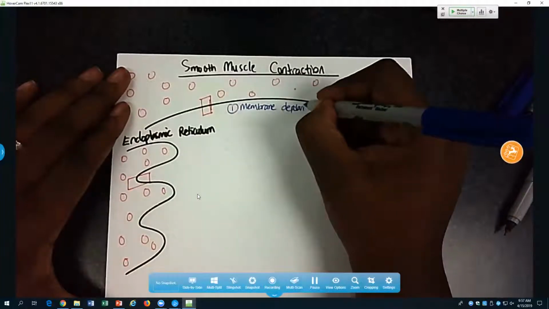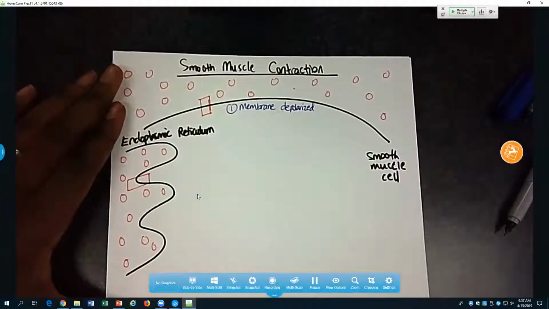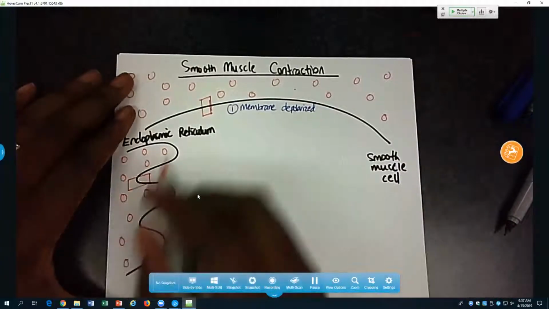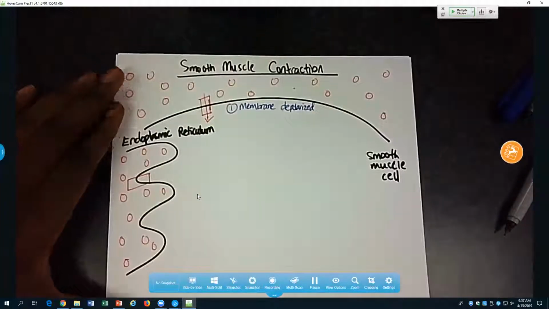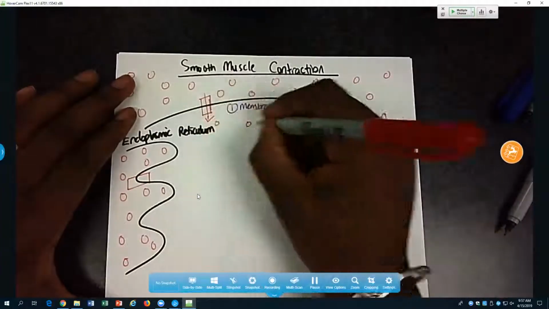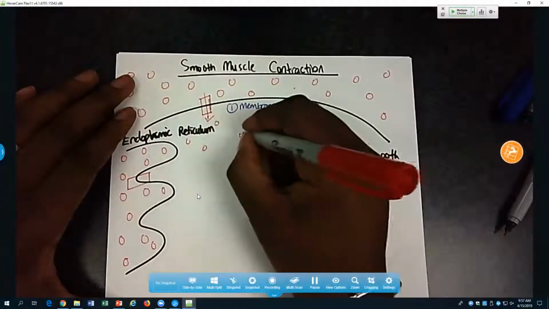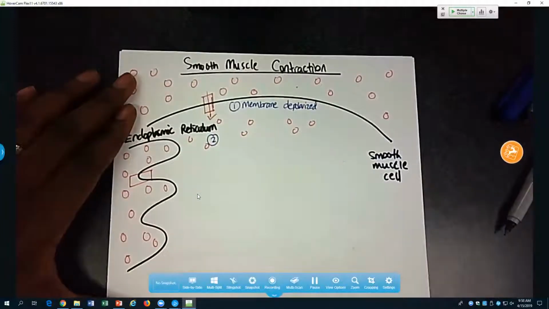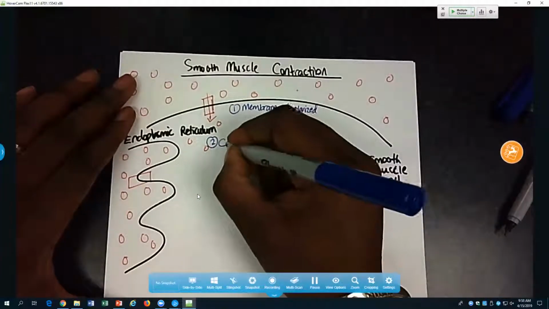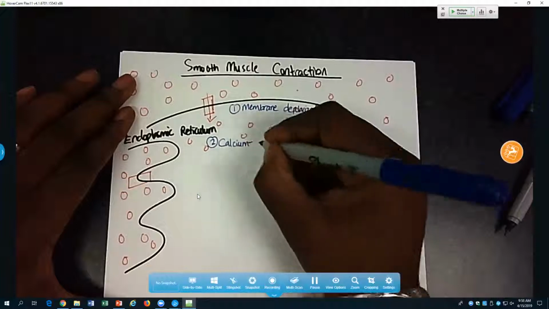very similar to the end plate potential in skeletal muscle at the neuromuscular junction. And then that pretty much opens up these voltage-gated calcium channels, and calcium rushes into this cell. Right, so we've got some calcium coming in, which brings us to step 2. Step 2 is called calcium-induced calcium release.